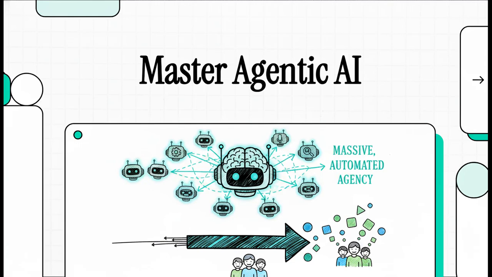Welcome to this explainer. I am absolutely thrilled you're here because today we're going on a bit of a journey. We are going to fundamentally transform how you think about artificial intelligence. We're moving way beyond just understanding a single AI agent, and we're going to learn how to manage a massive automated agency. And the best part?